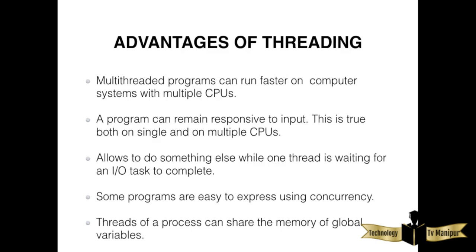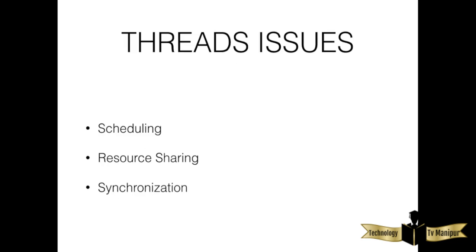Now let's talk about some of the issues or challenges you will face while programming threads in your program. The first challenge is scheduling. To execute a threaded program, it must rapidly switch between threads. So our program should be able to switch between threads efficiently and conveniently.